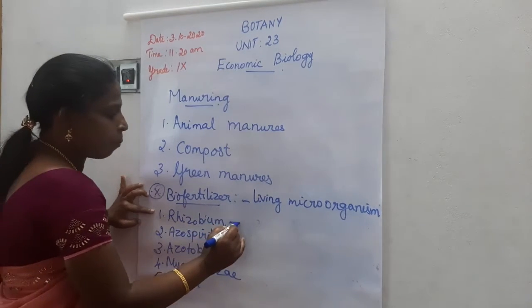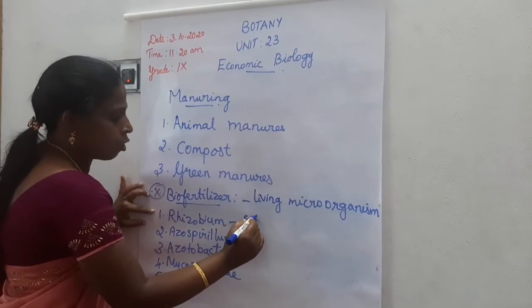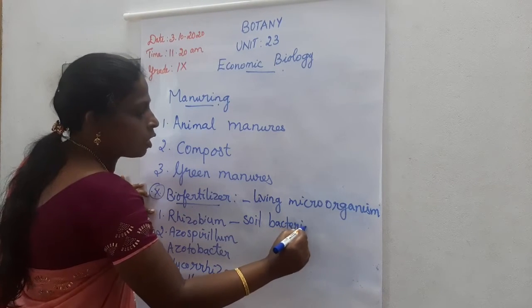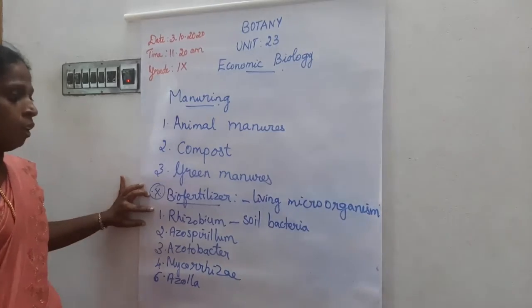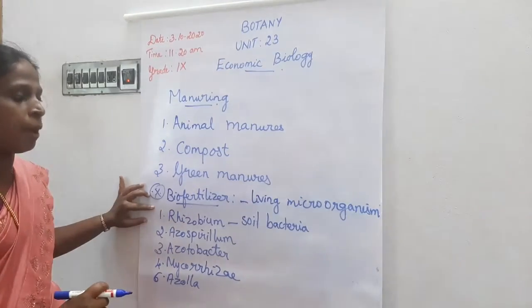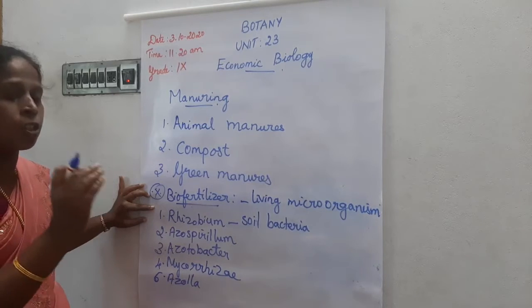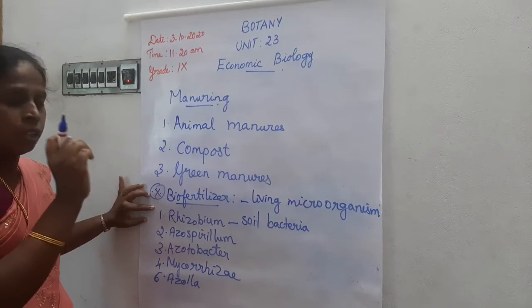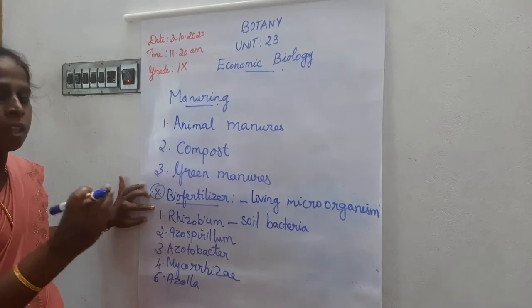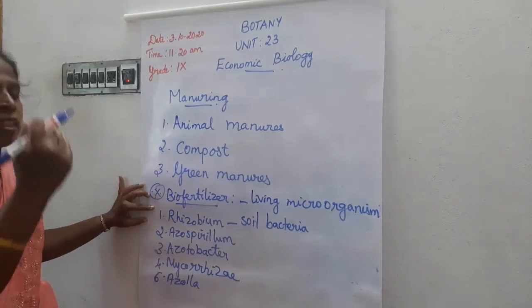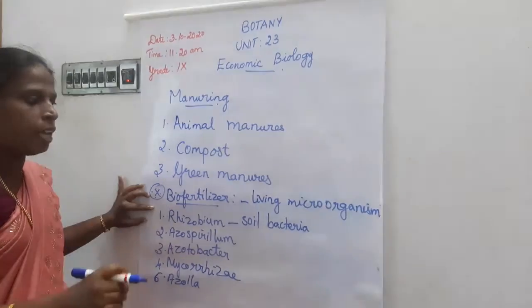Rhizobium is a type of soil bacteria which is present in the root nodules of leguminous plants. These soil bacteria are symbiotically associated with the roots of the leguminous plants and form root nodules. These bacteria can fix the atmospheric nitrogen to the soil.